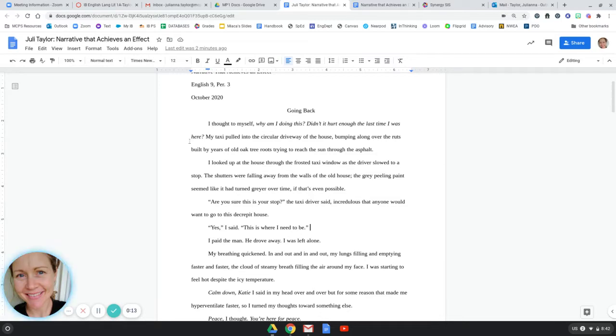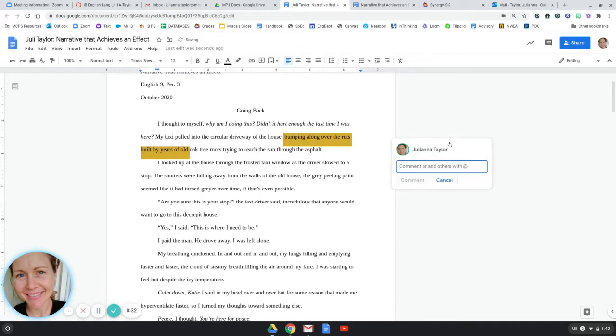So right here in this first paragraph, I thought to myself, why am I doing this? Didn't it hurt enough the last time I was here? My taxi pulled into the circular driveway of the house, bumping along over the ruts built by years of old oak tree roots trying to reach the sun through the asphalt. So here I've got some imagery. Remember that imagery is a sensory experience. You can feel the bumps of the car. So that would be an example of a literary device.